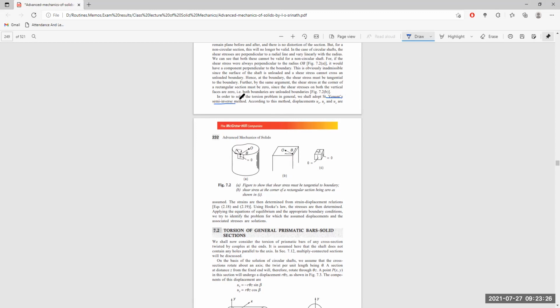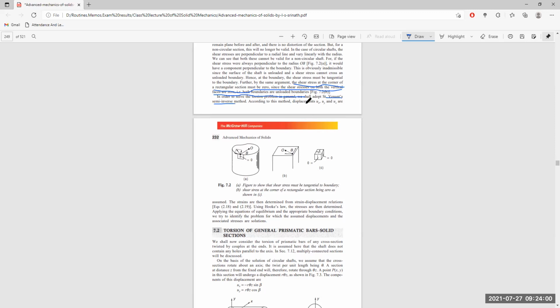According to this method, the most important argument is that the shear stress at the corner of the rectangular section must be zero, since the shear stress on both the vertical faces, this here and this here, is zero, and both the boundaries are unloaded boundaries.